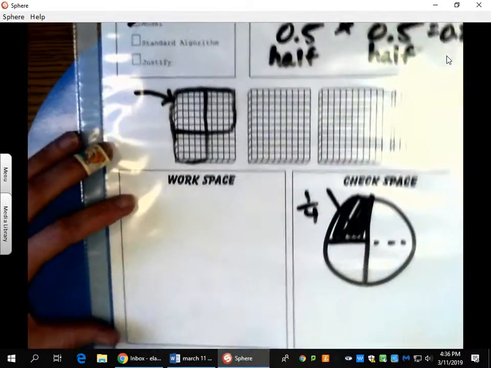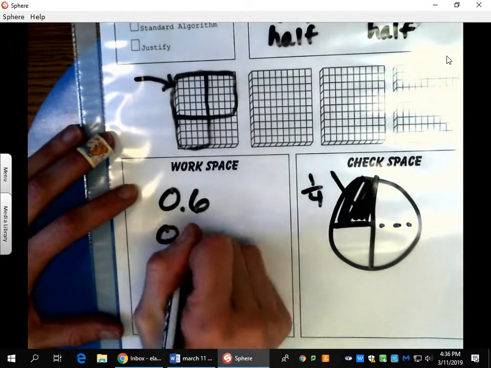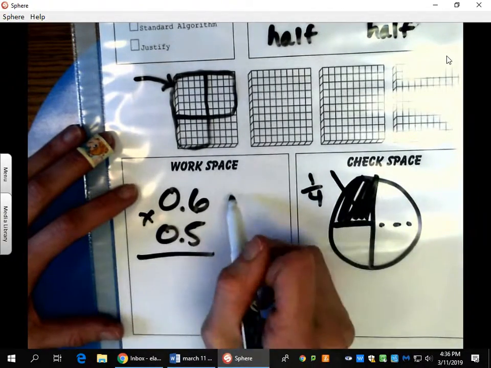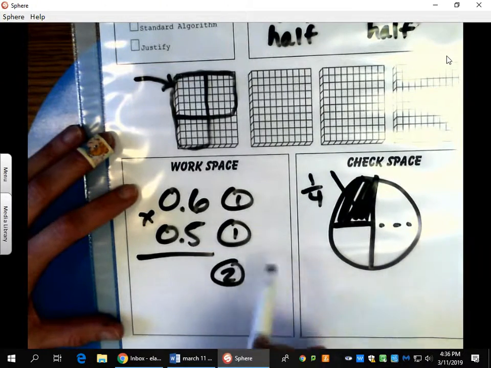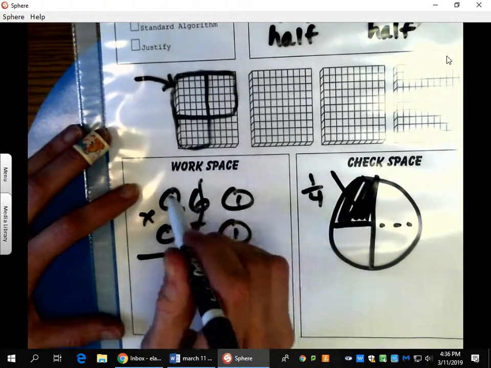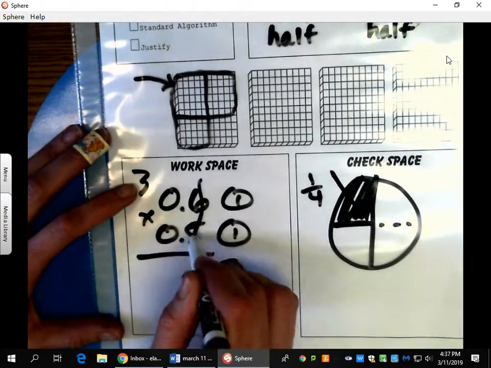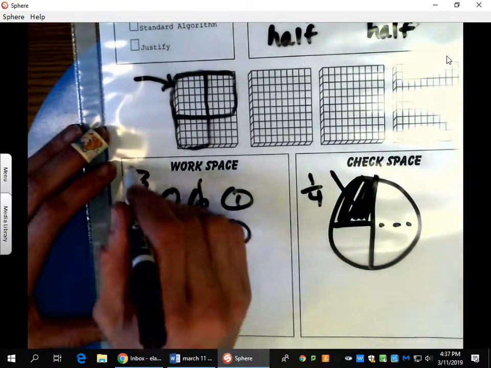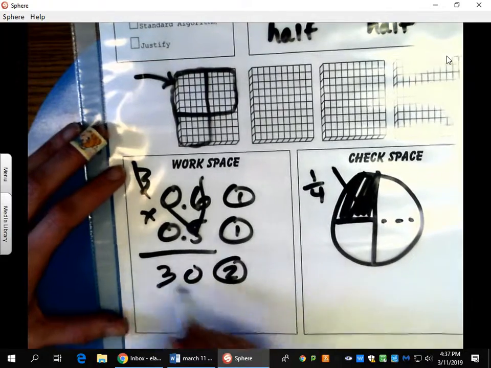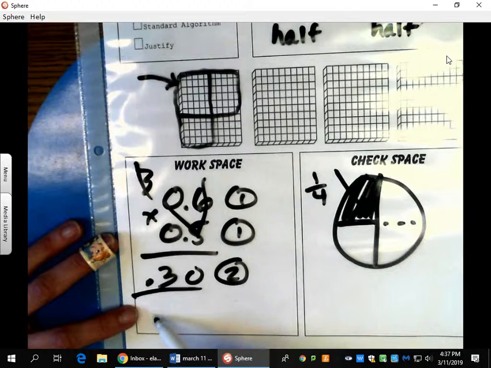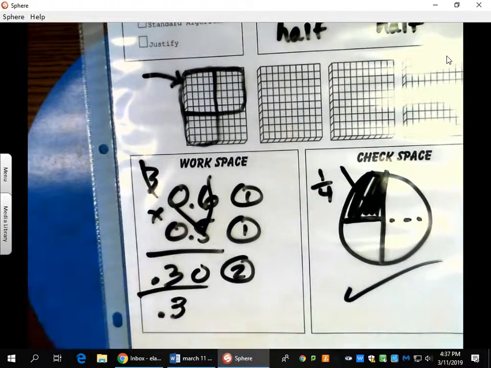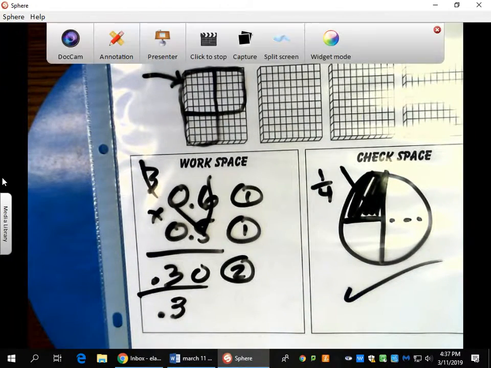Okay, now standard algorithm. 6/10 times 5/10. 1 place after, 1 place after. My answer has 2 places after. So 5 times 6 is 30. 5 times 0 is 0. Plus 3 is 3. And 2 places after the decimal, I've got 30 hundredths, or 3/10, which matches, and I'm good. You are done, and you can move on to early finisher.